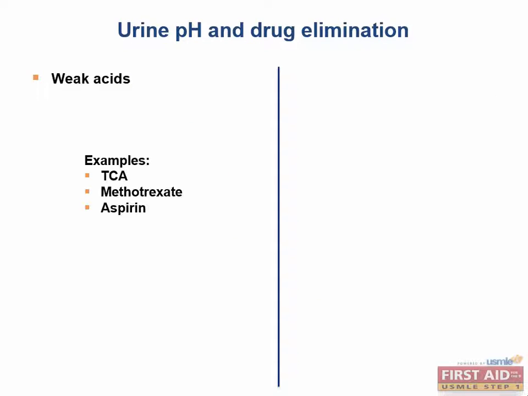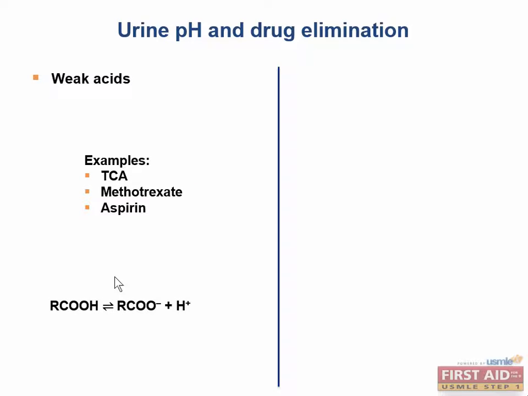Weak acid drugs, such as our tricyclic antidepressants, methotrexate, and aspirin, are ionized in basic urine as shown in the following equation. Why would we give a basic compound to treat a weak acid drug overdose?